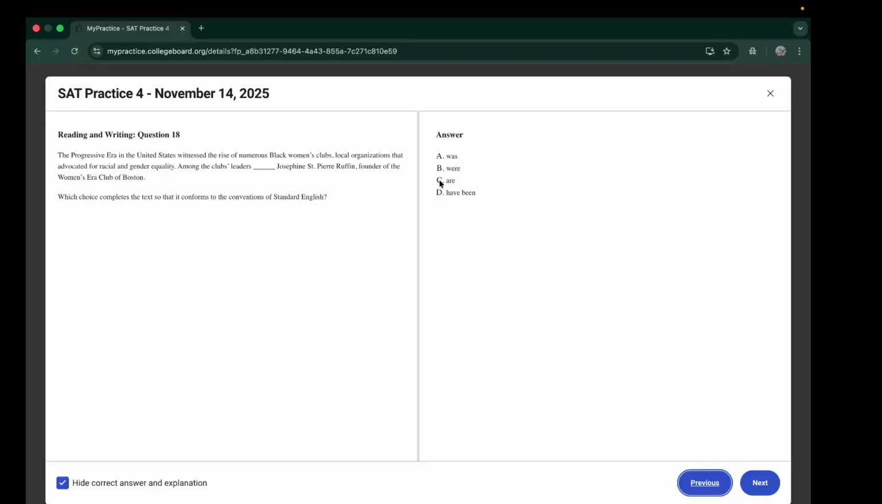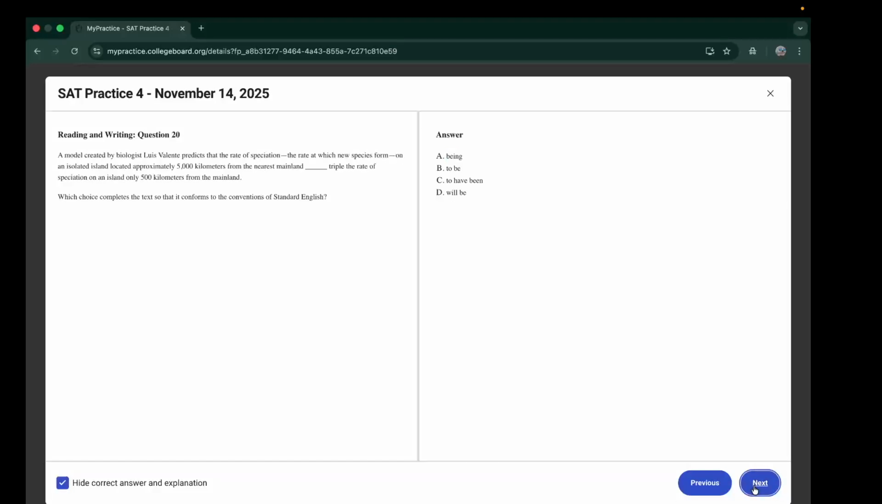And if we keep going on to C, they are, so it's plural. They have been, that is also plural. So this is kind of like the odd man out. All of these are plural, and this is singular. So we obviously know it has to be the odd one out. There's another way too. Another way is just looking at this and saying, well, this is singular, and this blank is referring to this. So the only singular one is was. So it is A.